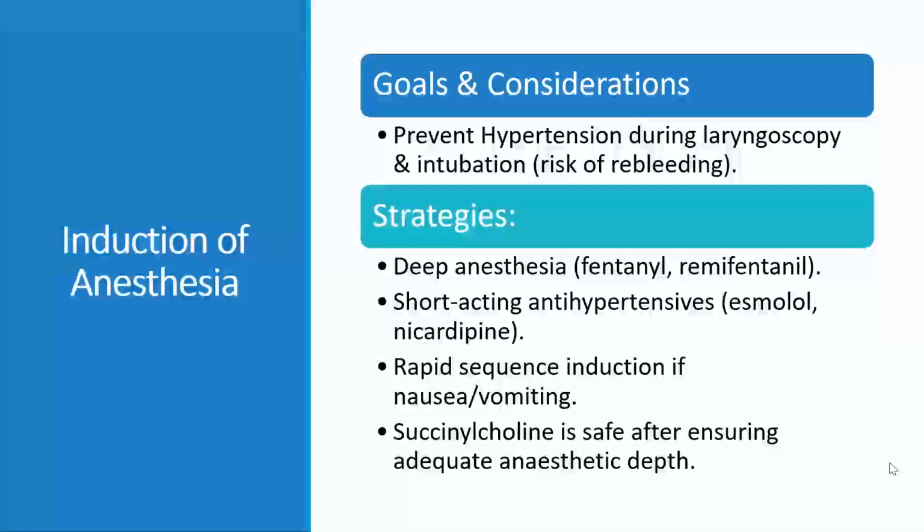A goal of induction of anesthesia is to prevent hypertension during laryngoscopy and intubation, because hypertension can increase the risk of rebleeding. What will be our strategy? The strategy is simple: just keep the anesthesia deep. We can use fentanyl or remifentanil. We can use a short-acting antihypertensive like esmolol. We can do rapid sequence induction if nausea and vomiting are positive, and succinylcholine is safe after ensuring adequate anesthetic depth.